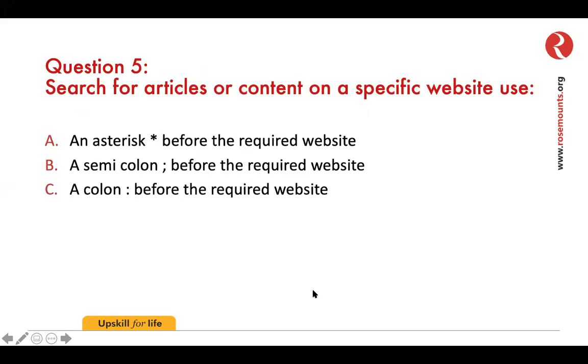Then question number 5. Search for articles or content on a specific website. So the asterisk before the required website, a semicolon, or a colon before the required website. So remember the question: search for articles or content on a specific website. Yes, C is the answer.